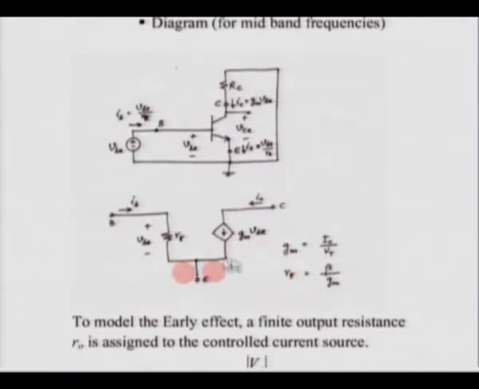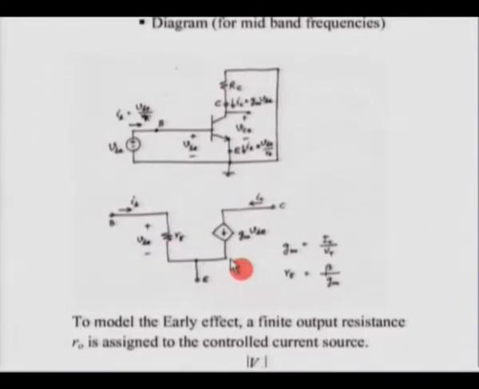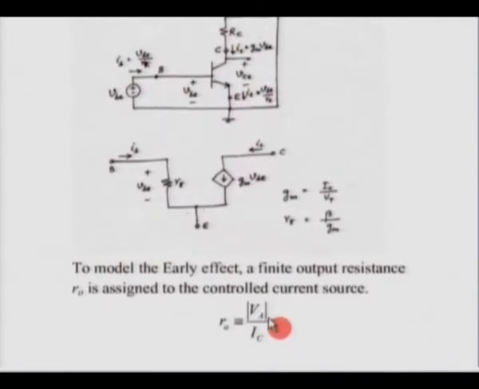Now, this particular model neglects the early effect. If you remember, when we talked about the early effect last week, we said it is about variation in the collector current as a function of VCE, the collector to emitter voltage. In a hybrid pi model, the early effect can be modeled by putting a resistance across the current source, and that resistance R0 is defined as the early voltage divided by IC. So, once we complete our biasing and determine the value of IC, we can determine all the small signal parameters, that is GM, R pi and R0. Once we do this, we are in a position to analyze the amplifier circuit.